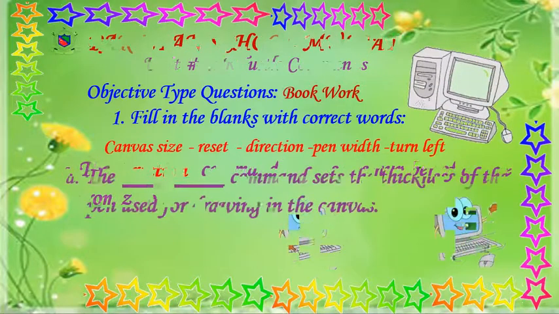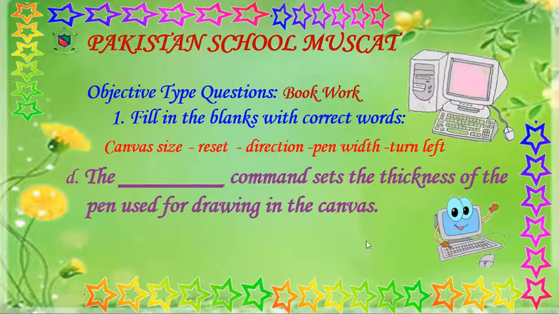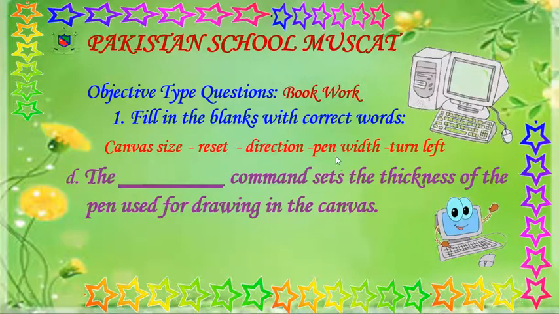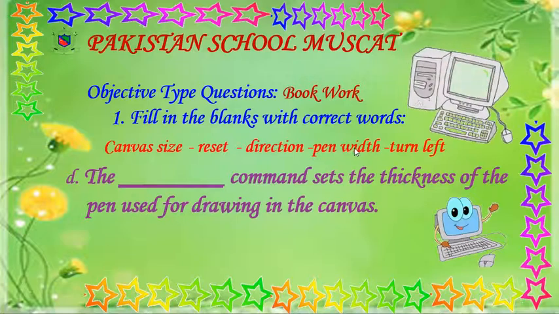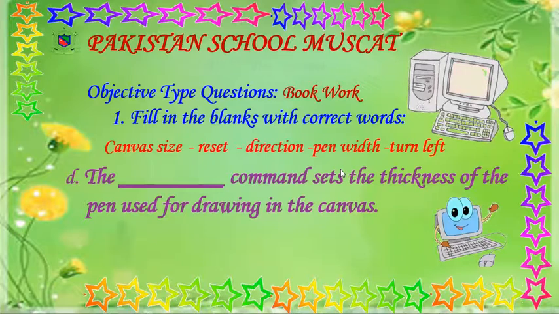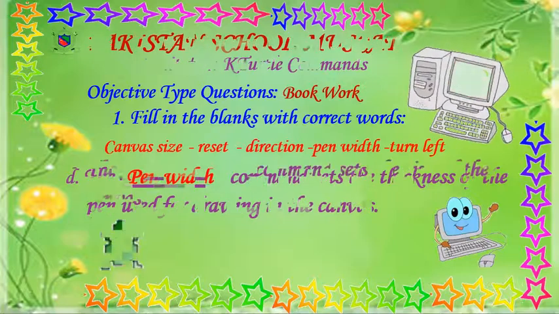Now we move on to the D part. The dash command sets the thickness of the pen used for drawing in the canvas. That's clear with the name. The pen is your turtle, and width, if you want to draw a thicker line, we can go with the pen width command. So it will change the thickness of your pen used for drawing in the canvas.